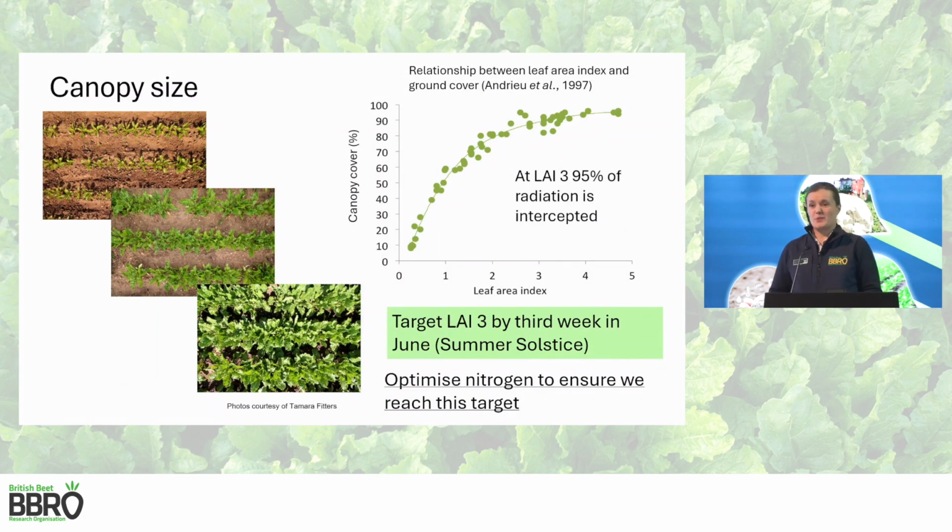What does this mean in actual numbers? That's all very well me pointing that out, sort of giving a wishy-washy overview. It means that we want a target of a leaf area index of 3 by the 3rd week in June. So leaf area index is the amount of leaf per metre squared of ground. So you want 3 metres squared of leaf over 1 metre squared of ground. If we get to that point, 95% of our light is being intercepted, we will be on the path to maximal yield and maximal growth. Part of that is optimizing nitrogen to make sure we reach this target.